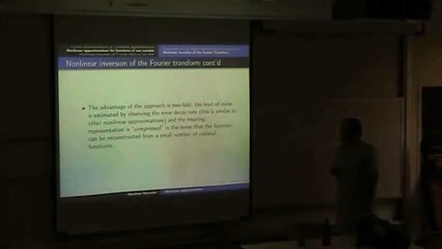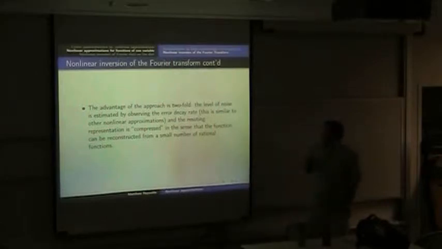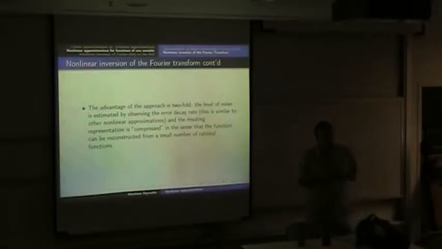So there are a couple of advantages to this. So one of them is, as before, we can find the level of noise in our function through our nonlinear approximation, through the con eigenvalue problem that we do. We can actually find the level of noise that's in the problem, and then choose which con eigenvectors and con eigenvalues we use to avoid that noise.